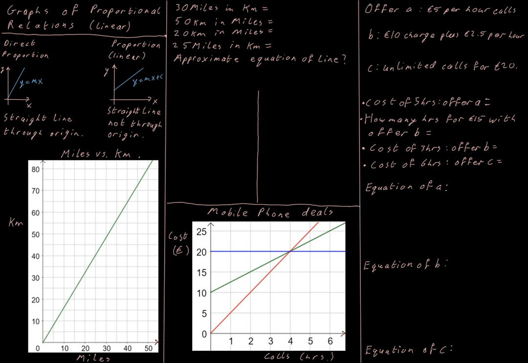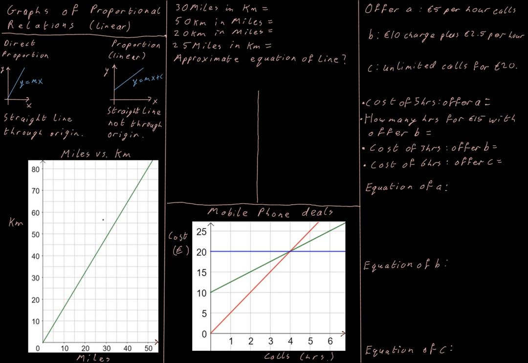So if we look at an example here, we have the relationship between miles and kilometers. So miles going along the x-axis, kilometers going along the y-axis. And we have the relationship graphed in green for up to the first 50 miles or 80 kilometers. So what we need to be able to do is recognize what type of relationship we've got, and then we need to be able to use our graph to read some information off.